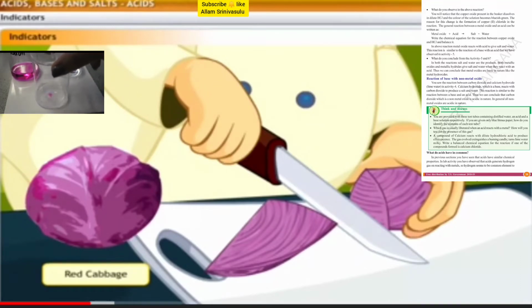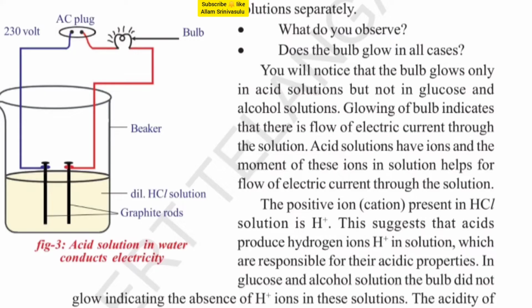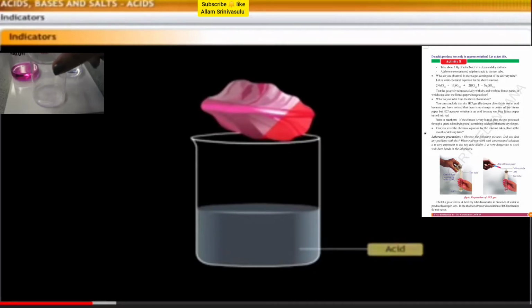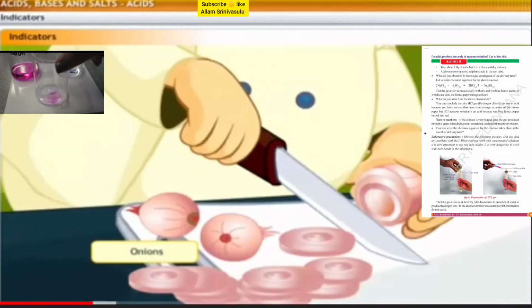When a metal oxide reacts with an acid, a bluish green color appears. Example: copper oxide reacts with hydrochloric acid and a bluish green color appears. So we can see that a metal oxide is always of basic nature.